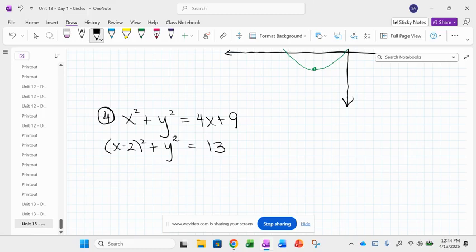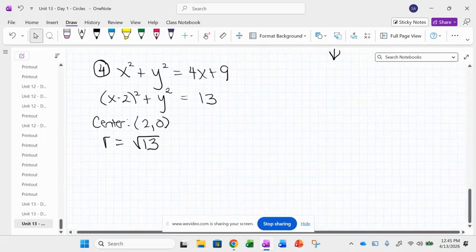Does anybody need to see me complete the square to show you how we got this? Okay, so now if this is my equation in standard form, the center is going to be 2 comma 0. And now the radius is not 13, guys. The radius squared is 13, which means the radius is square root of 13. So now when it comes to graphing this, I need to estimate the square root of 13.